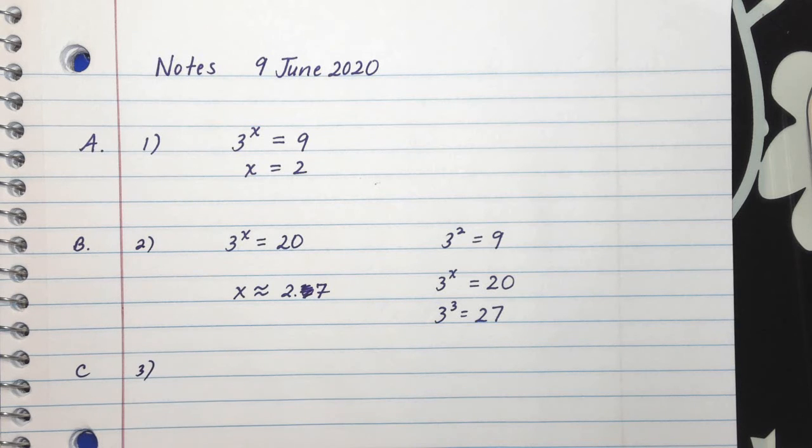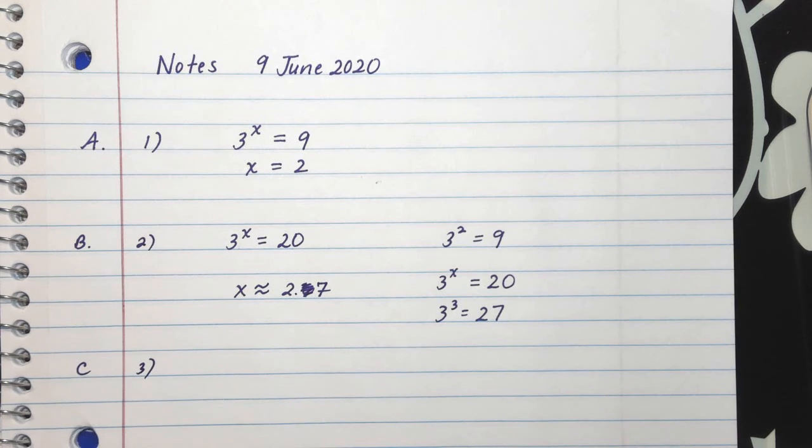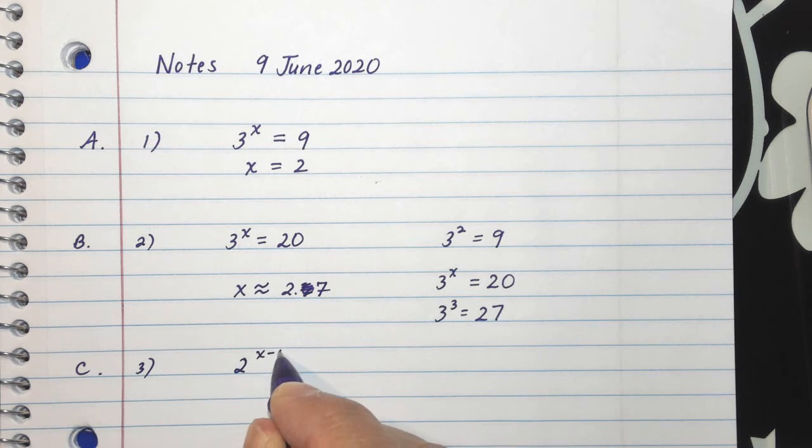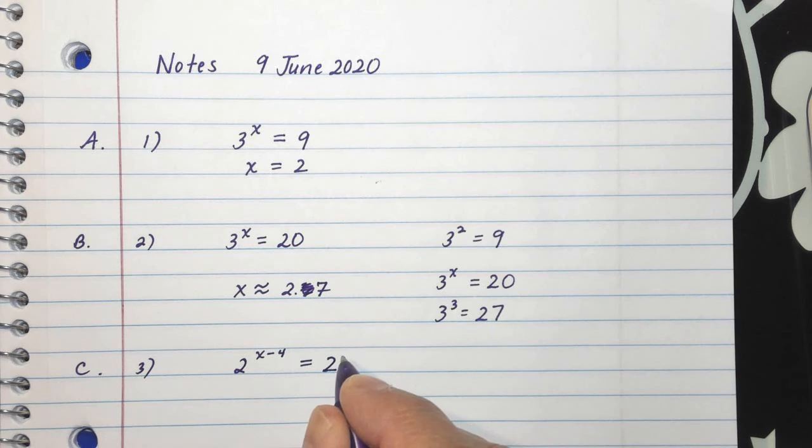We are now on the 3rd part of the assignment and the 3rd example. Okay, these are not that bad. I'm going to do a couple examples for you though, okay? Let's say you have 2 to the power of x minus 4 is equal to 2 to the power of 10.